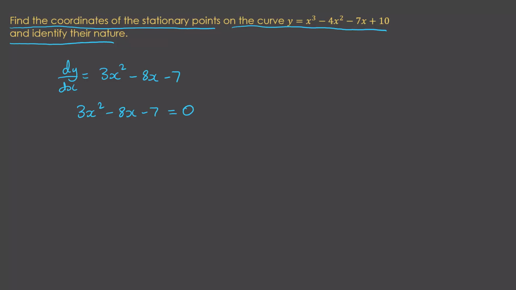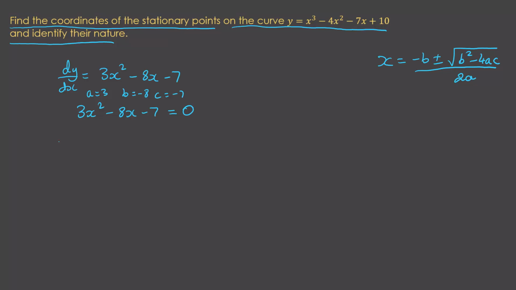Now, it doesn't take long to see that we have no easy factorization of the quadratic, and so I'm going to use the quadratic formula. Of course, I can use solve on the calculator. Well, I've got negative b plus or minus the square root of b squared minus 4ac, all divided by 2a. And for this one here, we can see that a is 3, b is negative 8, c is negative 7.